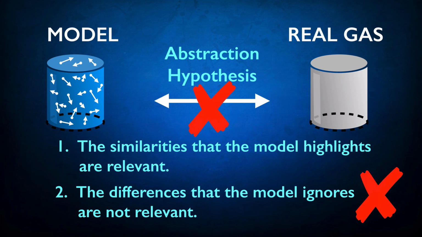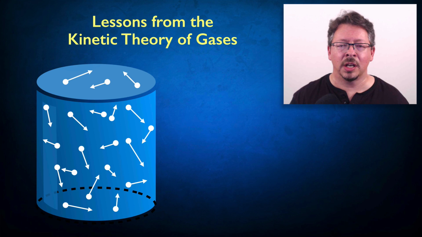So when gas temperatures get too low or pressures get too high, the predictions of the model deviate from the observed behavior. And we say that the model no longer applies in this domain, because these are conditions where the differences that the model ignores actually do matter. And consequently, the abstraction hypothesis is no longer justified. I think this example illustrates a couple of important points about scientific reasoning.